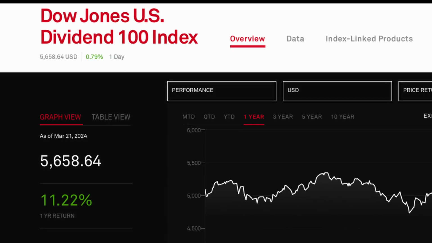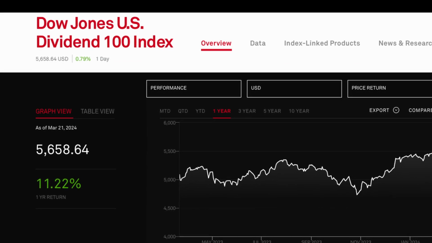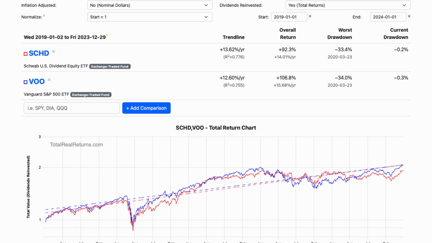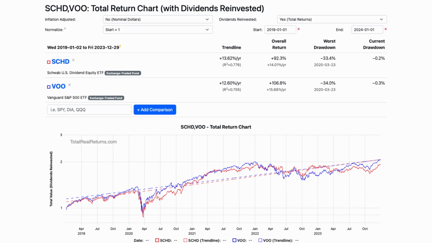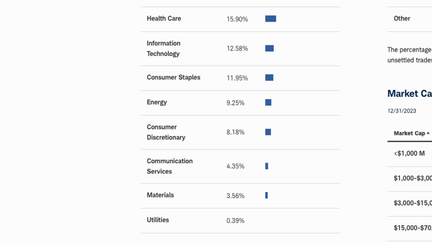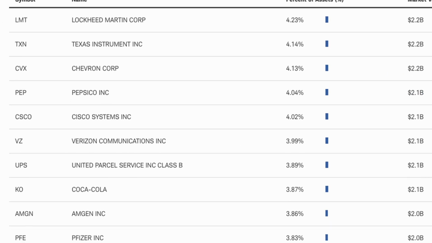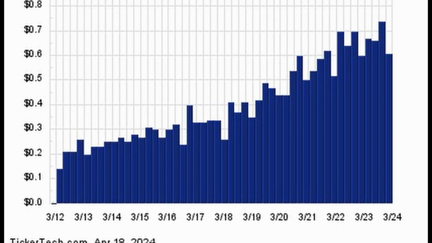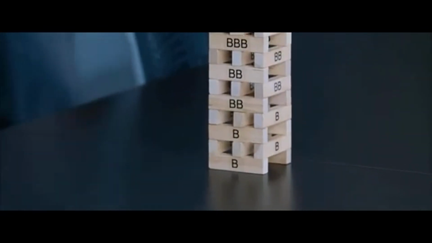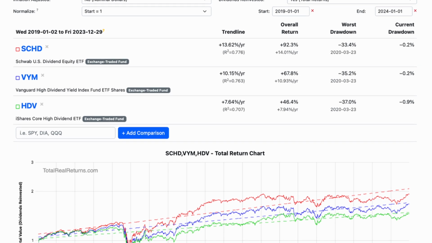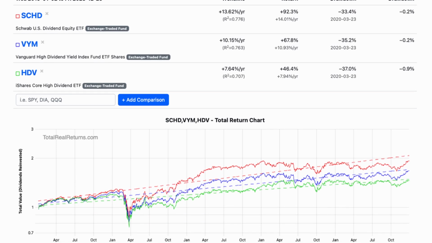We discussed SCHD's aim to track the Dow Jones US Dividend 100 Index, focusing on high dividend yielding stocks that are financially healthy. We examined SCHD's performance over the past 1, 3, and 5 years, comparing it with major indices and showing its capacity for growth and income generation. We highlighted SCHD's main sector allocations and its top holdings, showcasing the diversity and strength of its portfolio. We explored how SCHD has consistently delivered strong dividend growth, making it appealing for income-focused investors. We outlined potential risks such as sector concentration and market volatility, which are important for informed investment decisions. Finally, we compared SCHD to other dividend ETFs like VYM and HDV, discussing their yields, performance, and expense ratios.